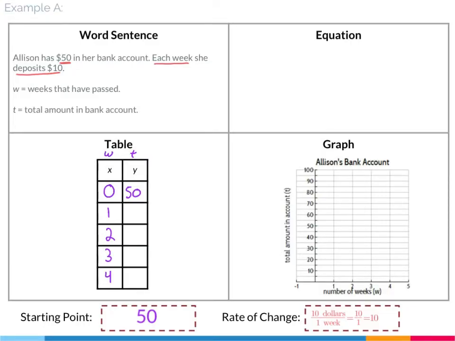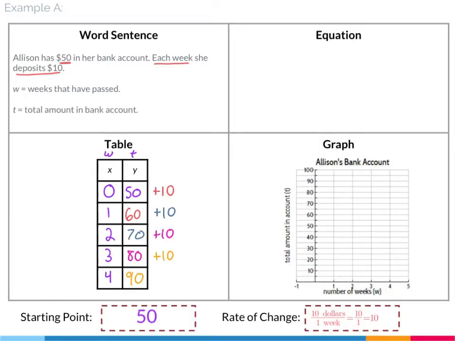So to the $50 after 1 week, we're going to add $10, and now we're going to have $60. The next week, we're going to add $10 again, and that's going to give us $70. The week after that, we're going to add $10, and that's going to give us $80. And that final week, we're going to add $10, and we're going to end up with $90.